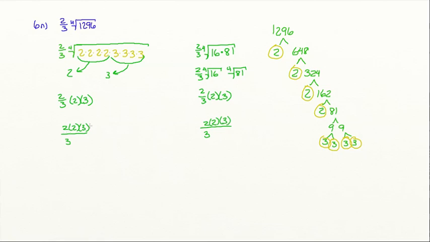Okay, so I have here 2 times 2 times 3 divided by 3. Guess what? 3 divided by 3 equals 1, which would be the same here. 3 divided by 3 equals 1. 2 times 2 is 4. Your answer is 4.